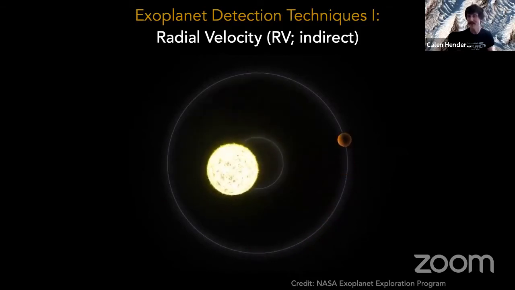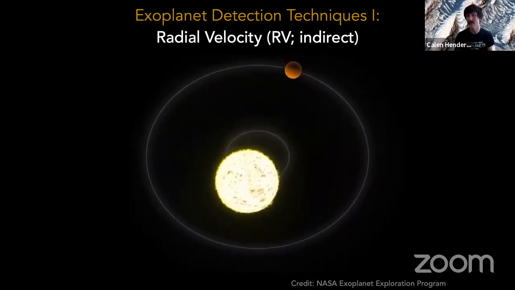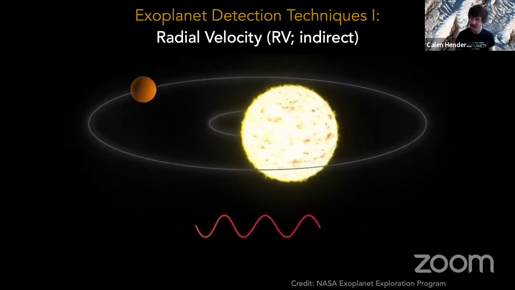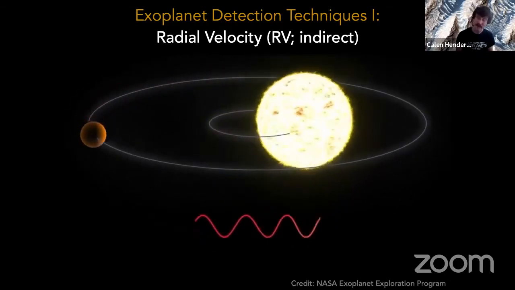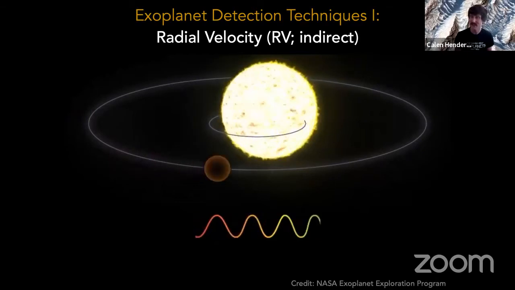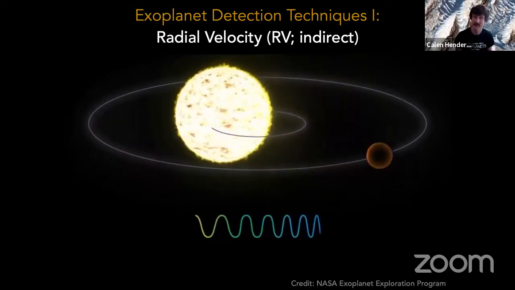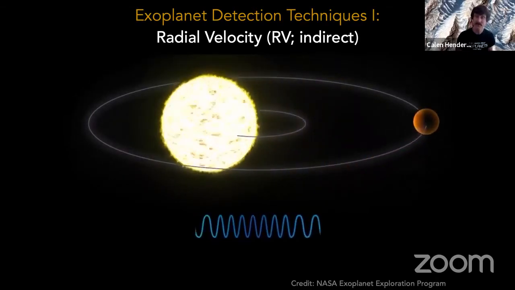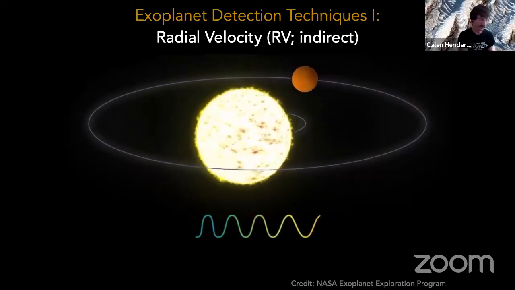I think of this method as what I call an indirect method. You're looking at the light from the star. You're not actually directly detecting the exoplanet, but you're able to infer the presence of a planet due to the observed properties of this host star.